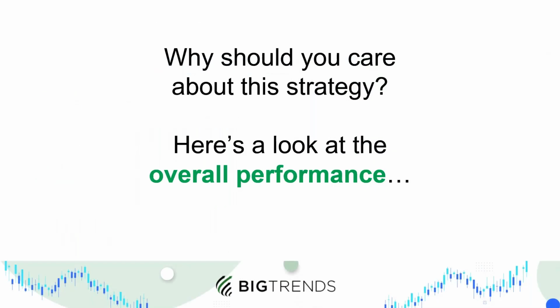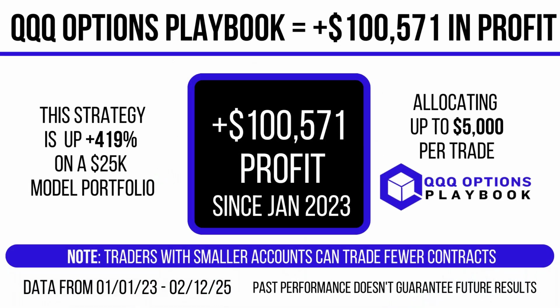So why should you care about our QQQ options playbook strategy? Well, let's talk about the overall performance. This strategy was started in January of 2023, and through this morning, if you'd allocated up to $5,000 to every trade, all wins, all losses, added them up, you'd be up $100,571. $100,571 before any commission or subscription investment.